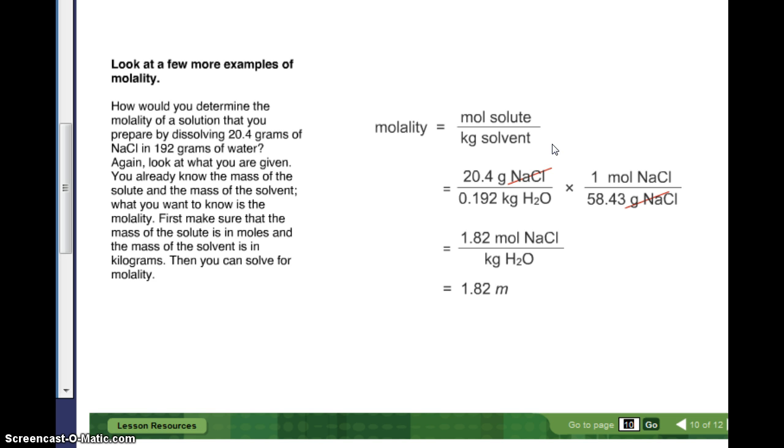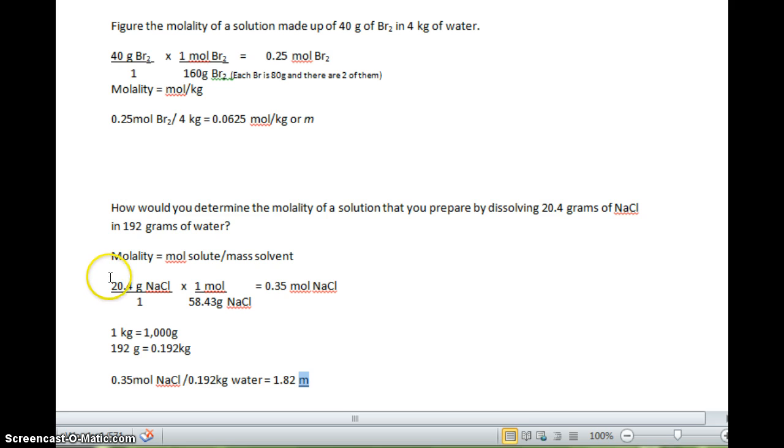So the first thing that we want to do is start with what we know. All right, so again, we're finding the moles of solute divided by the mass of solvent. So first of all, we started with 20.4 grams of NaCl. We divided by the molar mass that we found on the periodic table to get 0.35 moles of NaCl.